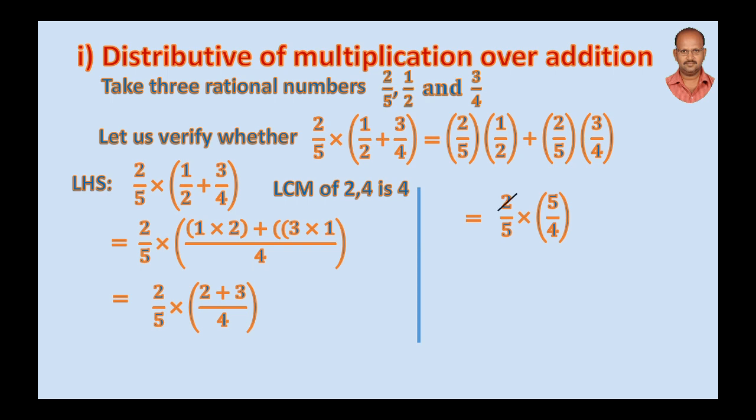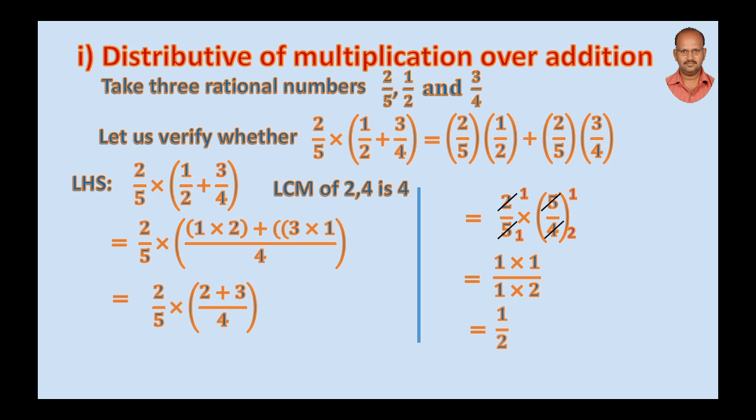2 ones are 2, 2 twos are 4. Dividing with 2 in numerator and denominator. Then the answer: 5 in the numerator and again 5 in the denominator. 5 ones are 5, 5 ones are 5. Then that is equal to 1 into 1 by 1 into 2. That is nothing but 1 by 2.